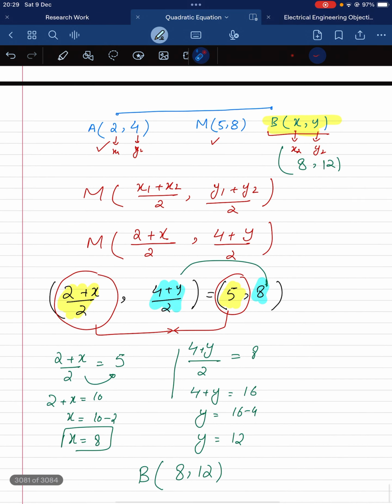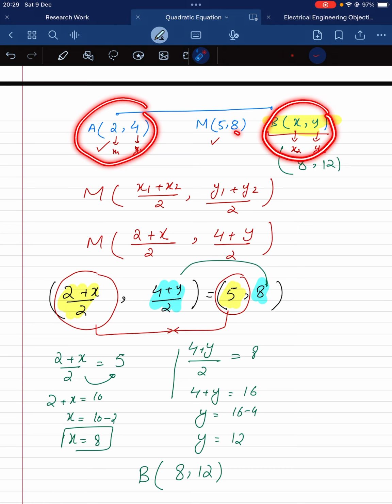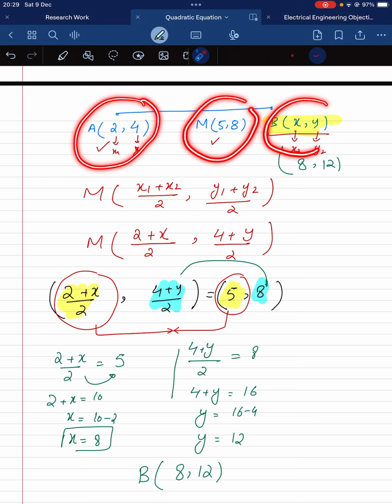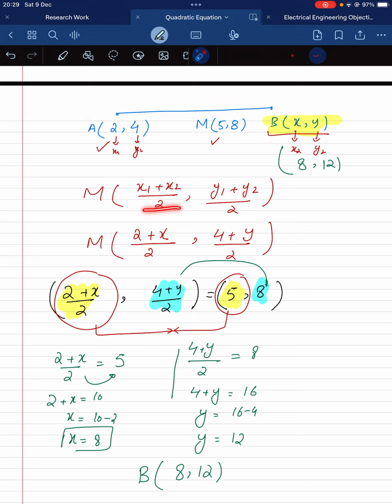In the second question, we learned that when we are given the midpoint but not the third point, the basic concept is that you are given two points and you have to find the midpoint. But now the scenario is totally opposite. You are given this point and this point, and you have to find this point. So we use the same midpoint formula, and then we equate the result with the given midpoint, the first value with the first value, and the second value with the second value, to find the values of x and y.